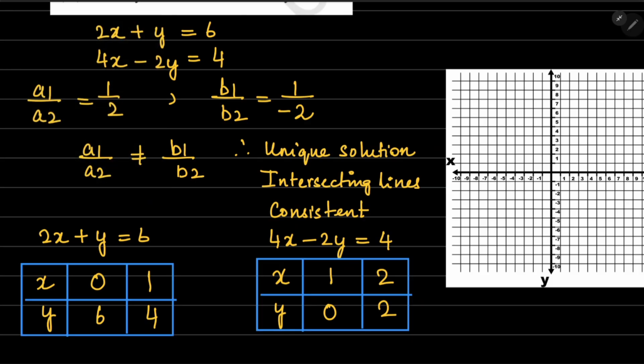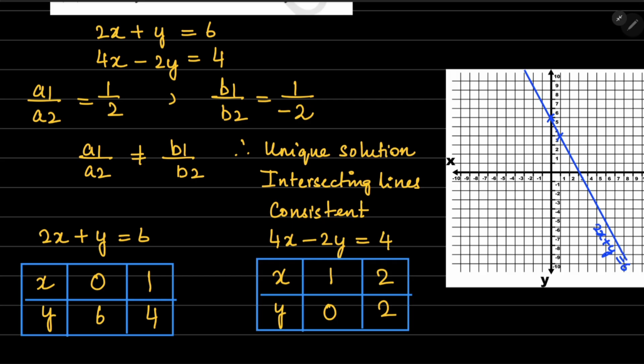Okay, so the first point is 0 comma 6. So 0 comma 6 is here, and then 1 comma 4 is here. This is your first equation. So let's draw it. This is your first line. And let me write the equation. What is the equation? 2x plus y equal to 6. This is your first line.